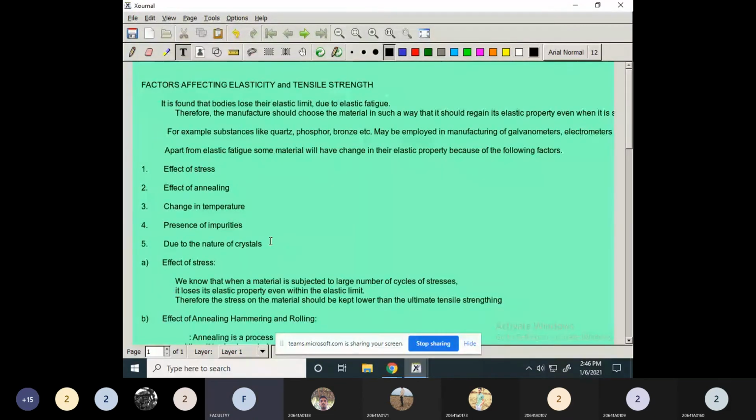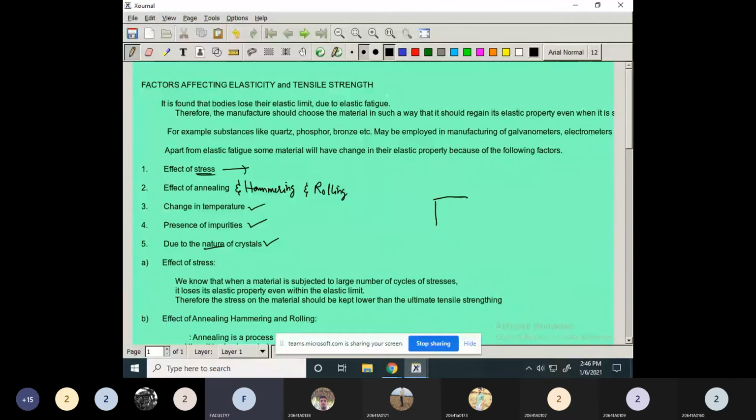Okay, now we had seen about the annealing, as well as hammering, and rolling. Next we had seen the effect of temperature, we had seen about the impurities, and here the nature of the crystal and stress. Now regarding stress, what can you expect?